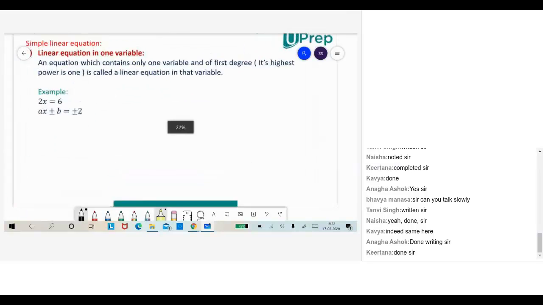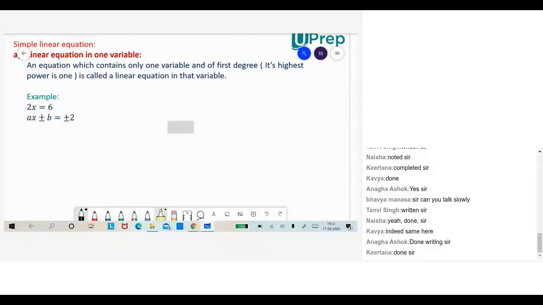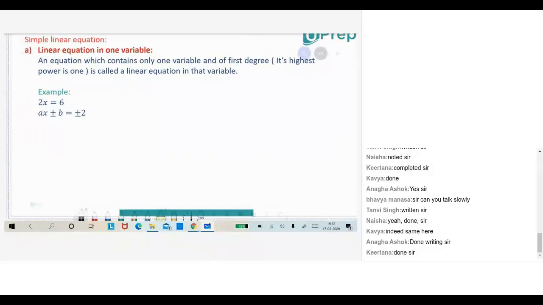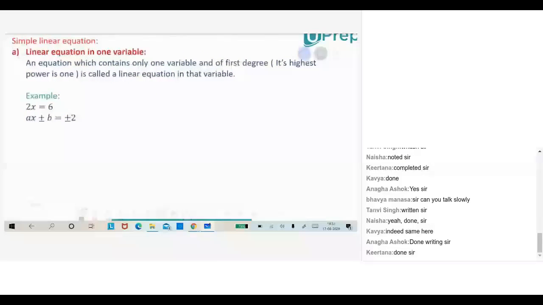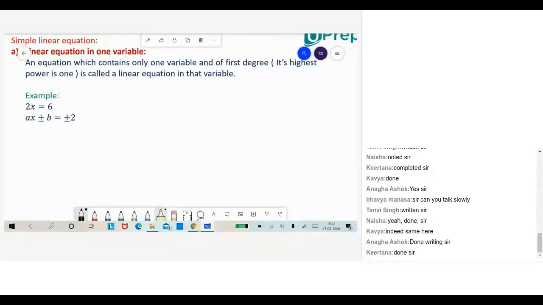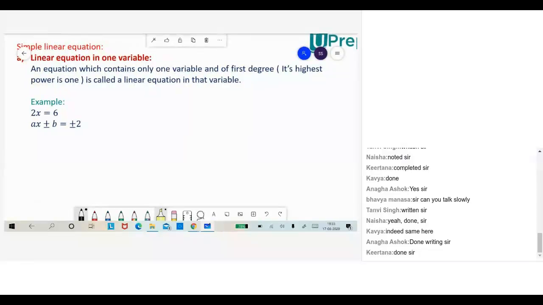Sir, it's an equation with one variable. Yes, it's an equation in one variable. Here, take the simple example. What is a linear equation? Clearly you can see there, what is a linear equation?